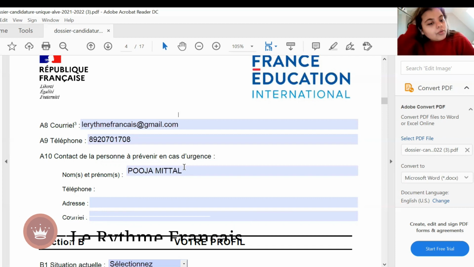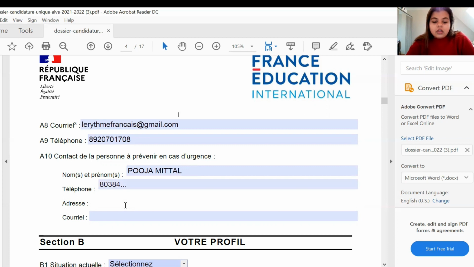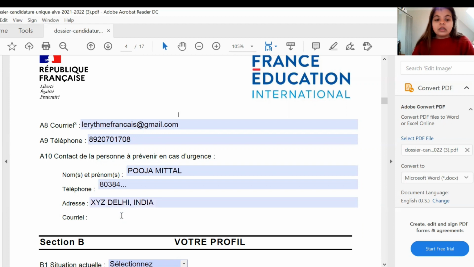You can write the name of any person who you want the embassy to contact in case there is an emergency. It's going to be very simple, but this information is very, very, very important. So just don't write without thinking, I would say. You can write any number, and then the address of the person. Obviously you don't write XYZ, you write the complete and clear address of that person so that the embassy can contact them. And then you write the email address of this person.